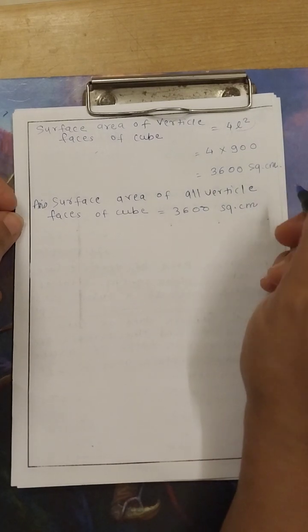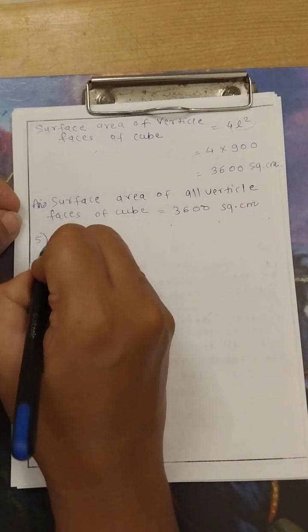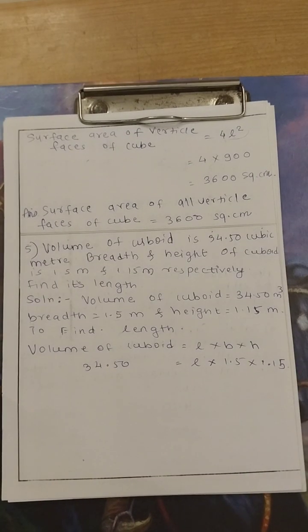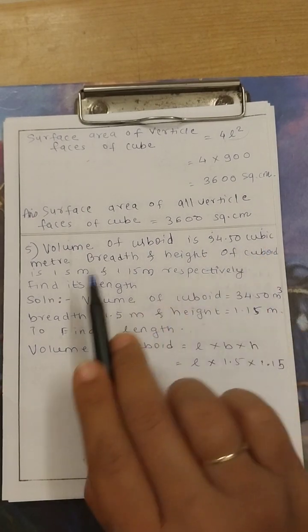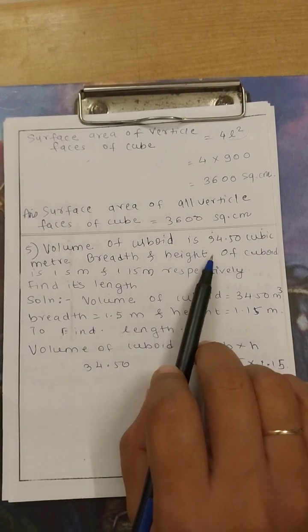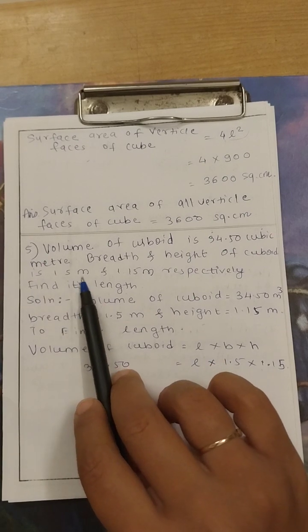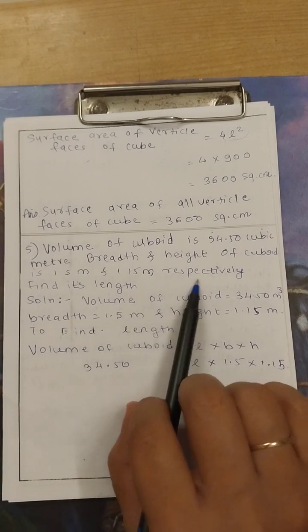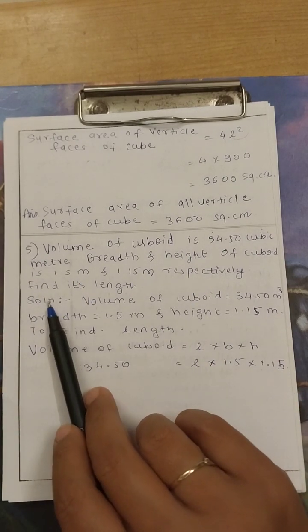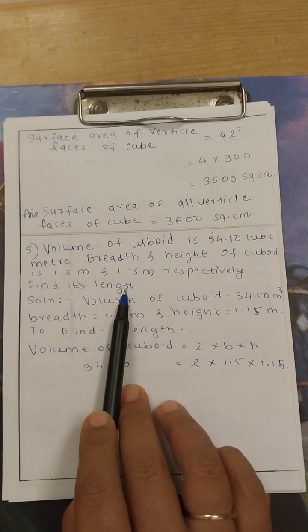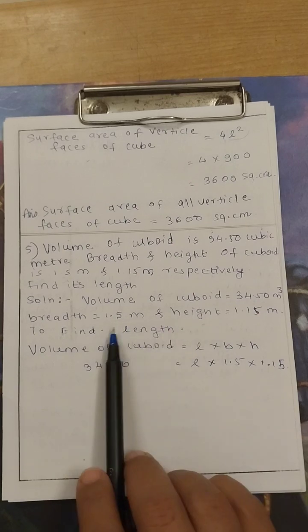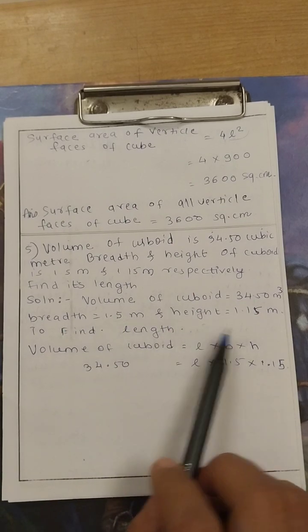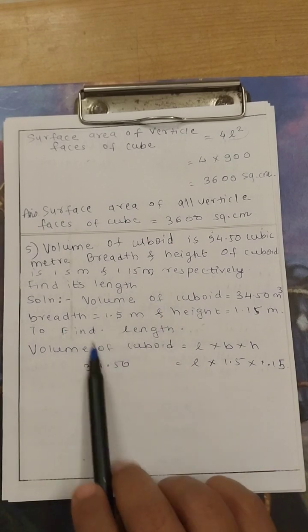Are you getting? Okay, next, fifth example. Volume of cuboid is 34.50 cubic meter. Breadth and height of cuboid is 1.5 meter and 1.15 meter respectively. So find its length. We have to find the length of cuboid where volume of cuboid and breadth and height of cuboid is given. You have to write the solution.